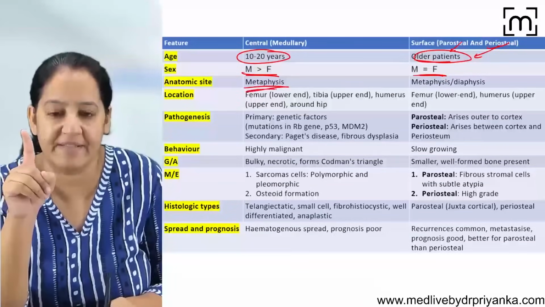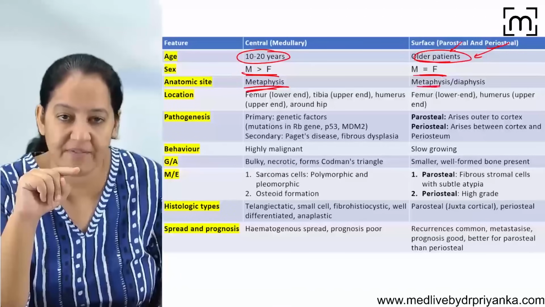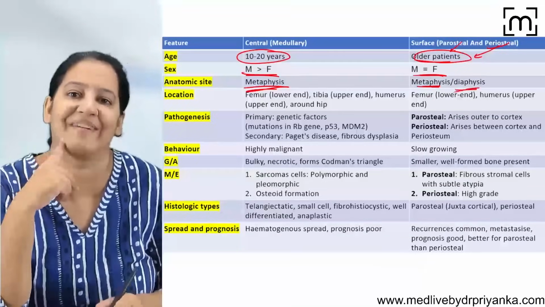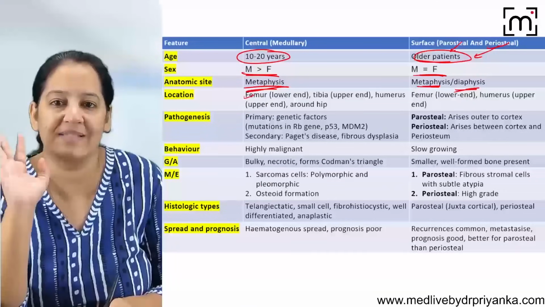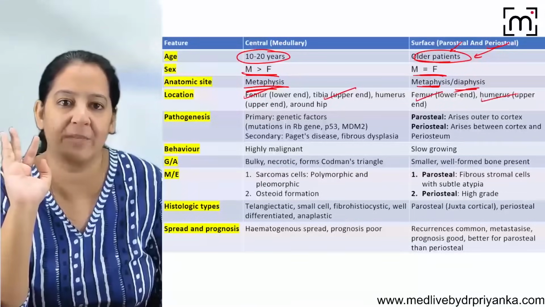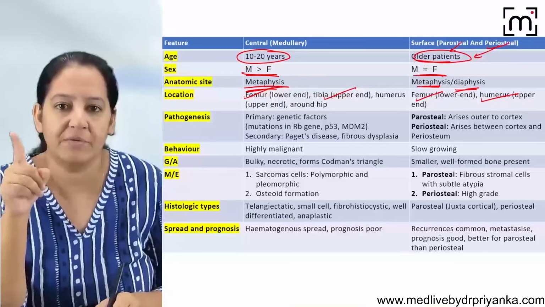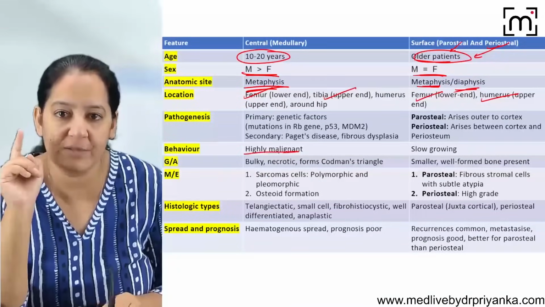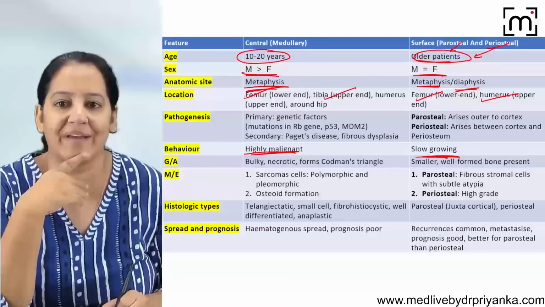Central one occurs at the metaphysis. Parosteal arises from the metaphysis, but periosteal arises from the diaphysis. The location is more or less the same, femur, tibia, here also femur, humerus. Okay. Pathogenesis, I told you. Behavior, this one is highly malignant, but these are slow growing.